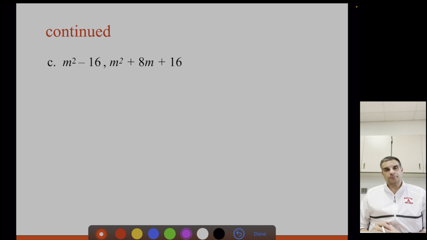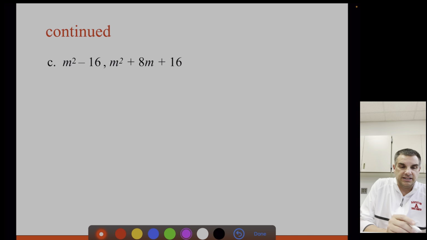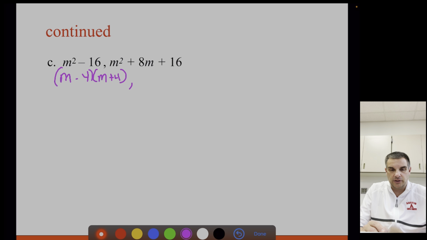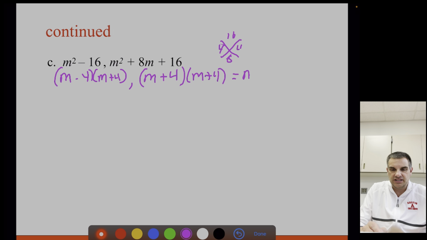For the next one, we've got m squared minus 16 and m squared plus 8m plus 16. So we have to factor. So m squared minus 16 is m minus 4 times m plus 4. M squared plus 8m plus 16: we've got our 16 and 8, so 4 and 4. So that's m plus 4 times m plus 4, which is the same thing as m plus 4 squared.